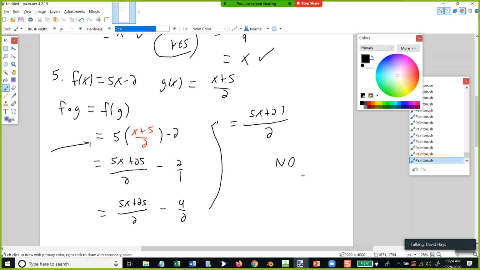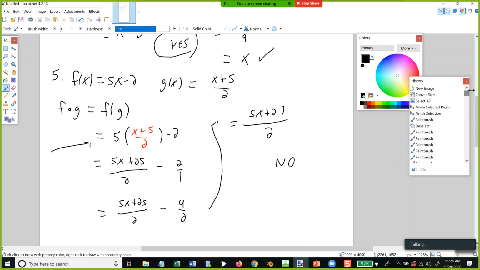Questions on how to determine if two functions are inverses algebraically? So you don't have to do the other one if the one doesn't work, the other one won't work either? It might, but it doesn't matter because they both have to be equal x. So if one fails, you can stop right there.